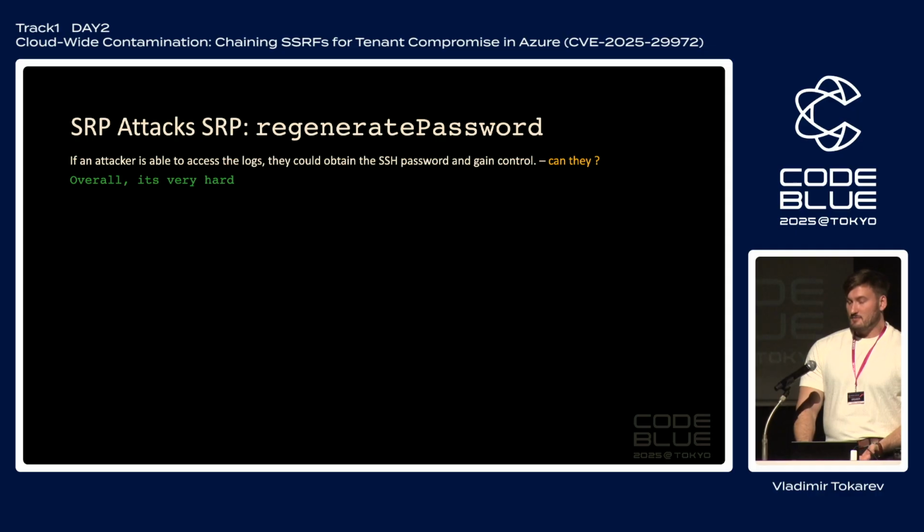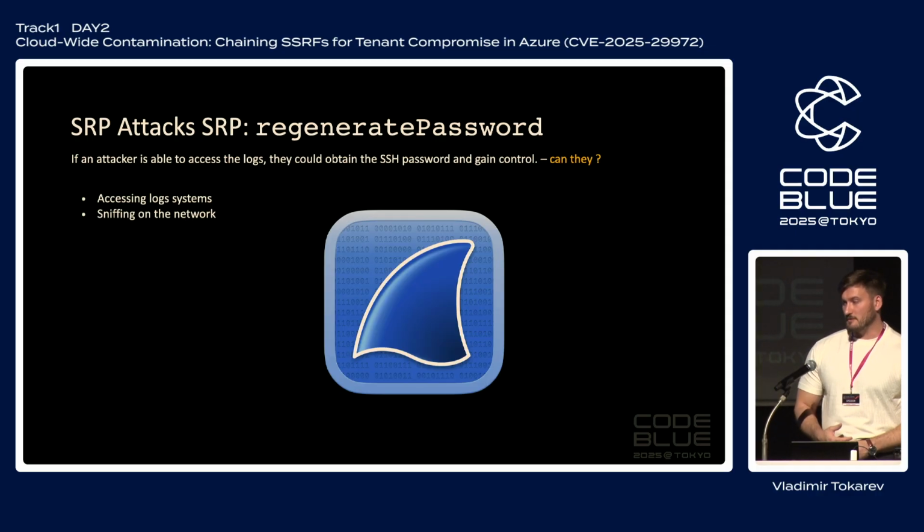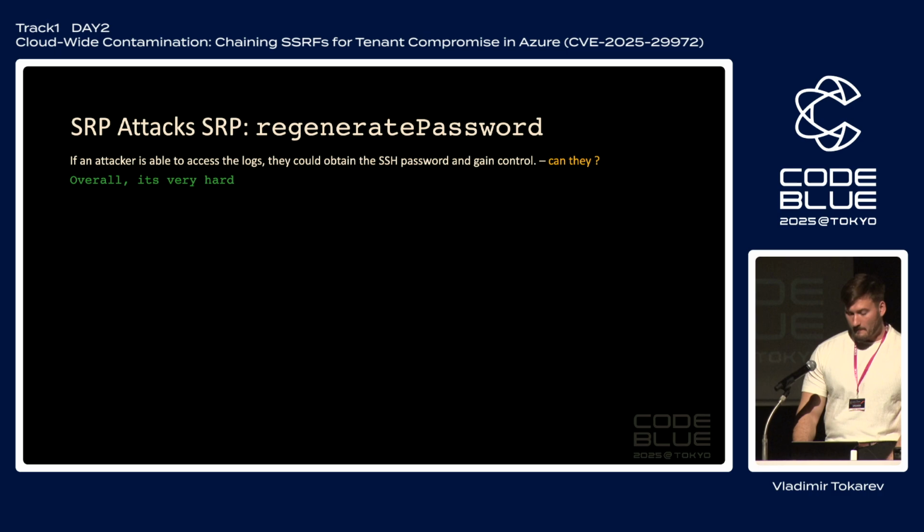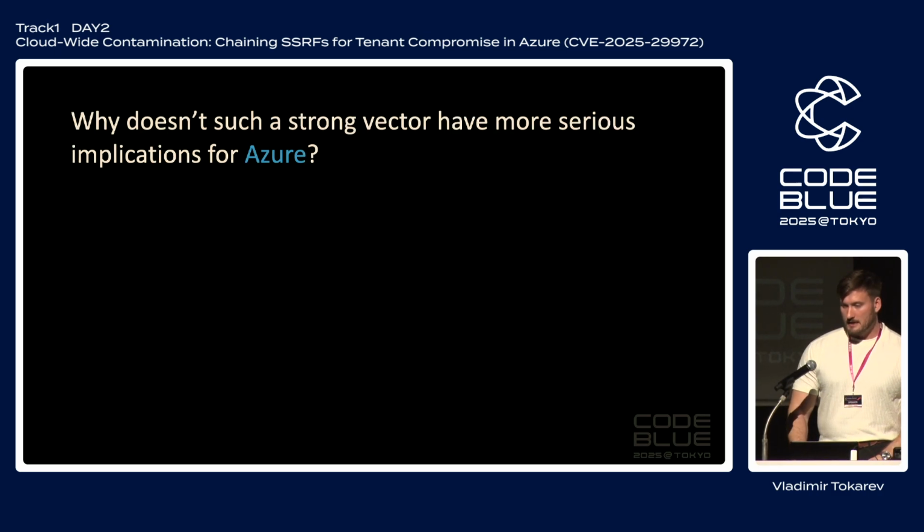Again, this is pretty hard, because sniffing on the network between two SRP instances is a pretty hard task. They probably need to execute code on this network somehow. Again, pretty hard to do. Overall, I won't say it's not possible, but it's very hard to do. And this leads us to the next stage: we have a pretty strong primitive here, right? We can actually trigger SSRF that will leak us the ID token, and furthermore, we can attack other instances of SRP or other services with this ID token from this SRP instance.